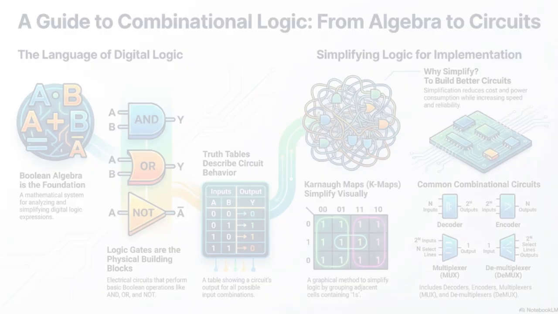And for anyone diving into this, the rules for grouping are everything. You can't just circle randomly, right? There are 5 key rules. First, your group size has to be a power of 2: 2, 4, 8, etc. Second, you have to include all the ones. Can't leave any behind. Third, each group needs to be as big as you can possibly make it.